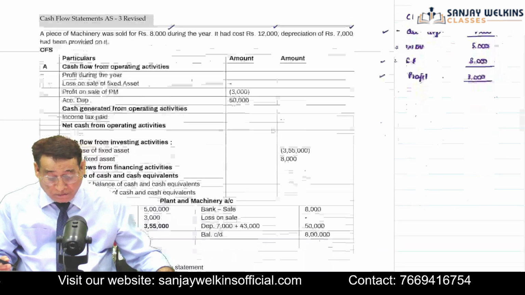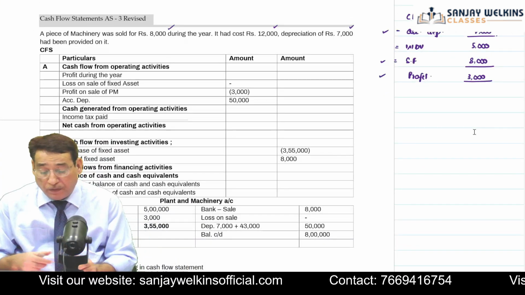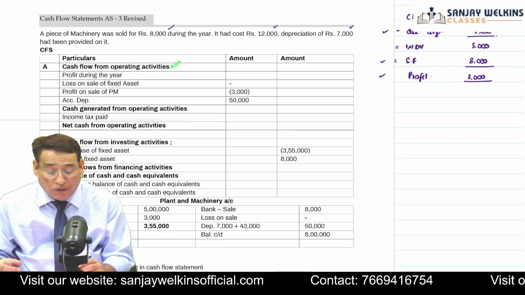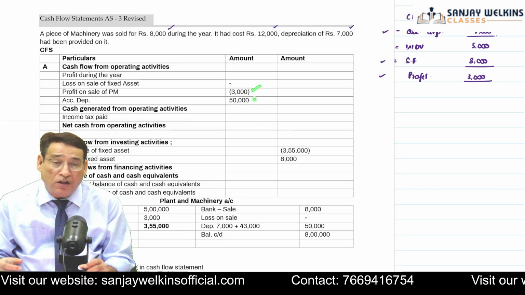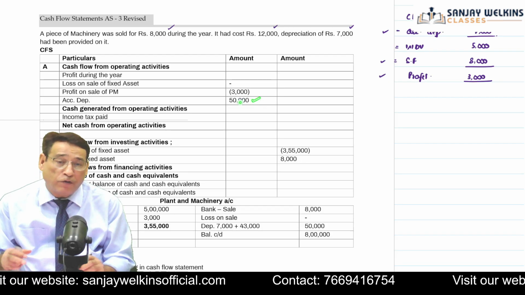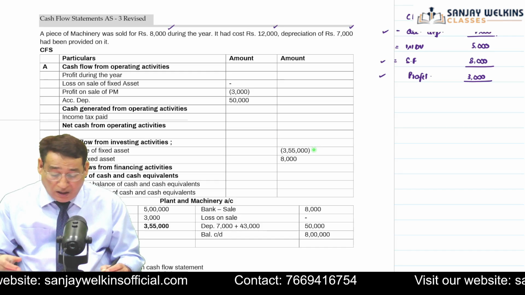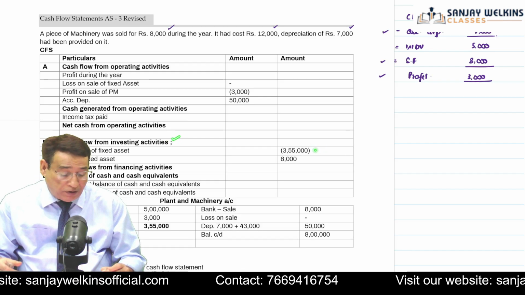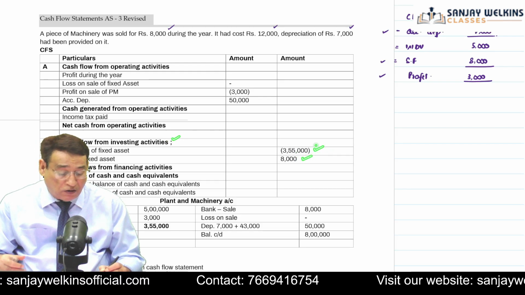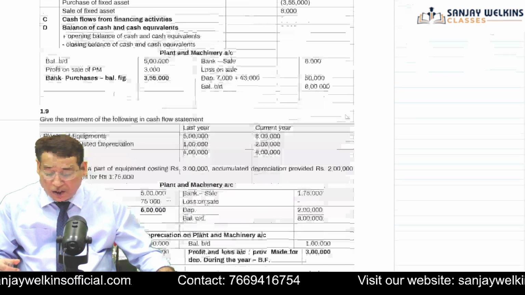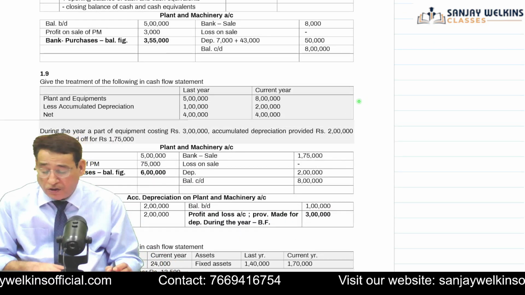See here. You can see this is your cash generated from operating activity. I have subtracted 3,000 profit and also added total depreciation 7 plus 43, that is 50,000. And under investing activity, we have written purchase of fixed asset and sale of fixed asset. Is it clear to you? This is how we are supposed to do this particular question.